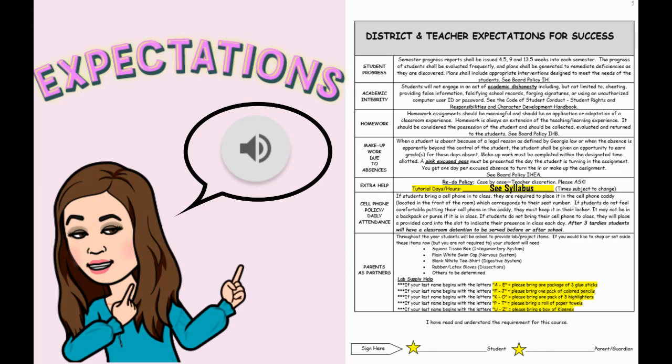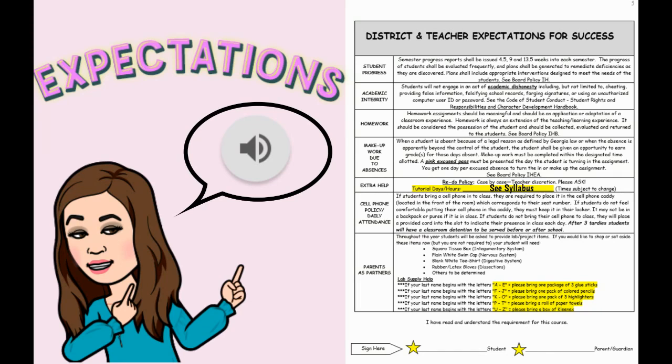In the classroom, there is a cell phone attendance caddy, I guess we'll call it. And if a student brings a cell phone to class, which you're not required to, you are required, though, if you do bring it, to put it in the cell phone caddy, which is located in the front of the room, which corresponds to your seat number.